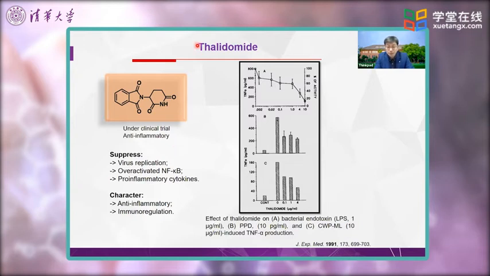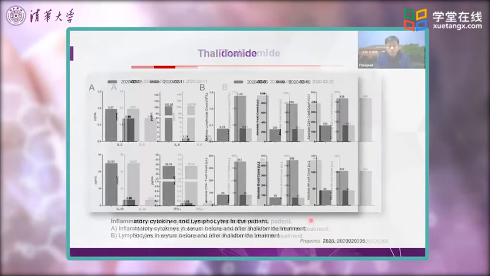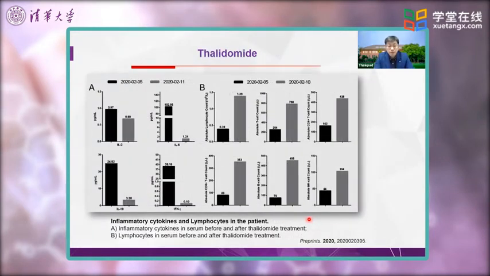On this figure, we can see thalidomide can lower the TNF-alpha amount. This table shows the inflammatory cytokines and the lymphocytes in a patient. As you can see in table A, thalidomide can decrease the amount of inflammatory cytokines in patient serum. And in figure B, the lymphocytes in serum increased with thalidomide.